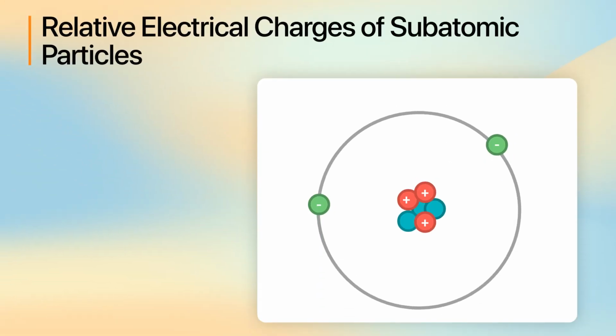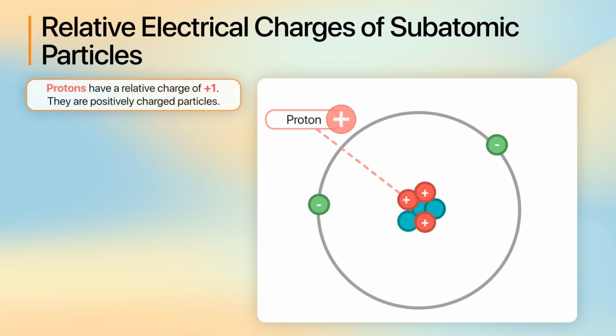To understand the relative electrical charges of particles within atoms, let's start by looking at the three main subatomic particles: protons, neutrons, and electrons. Each of these particles has a specific type of charge associated with it. Protons have a relative charge of +1. They are positively charged particles and are located in the nucleus at the center of the atom.